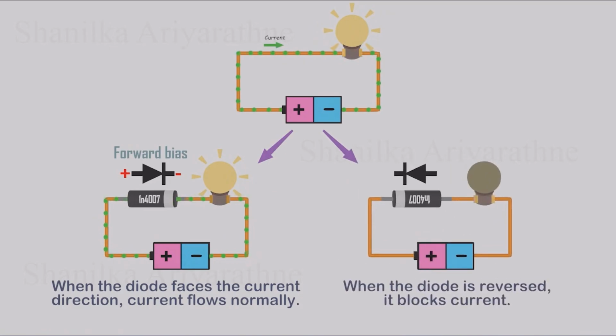But what if we flip the diode around? Now the arrowhead points against the direction of current. When we turn on the switch, the bulb does not light up. That's because the diode blocks current flowing in the opposite direction. This condition is called reverse bias. This behavior may seem simple, but it turns out to be extremely useful.